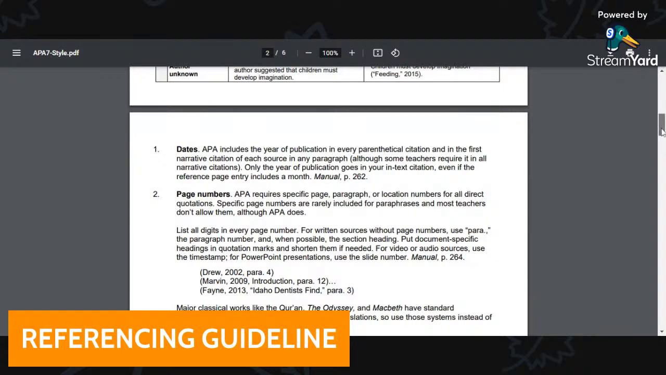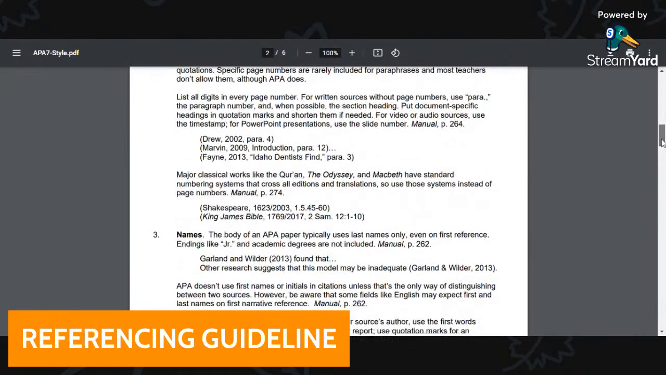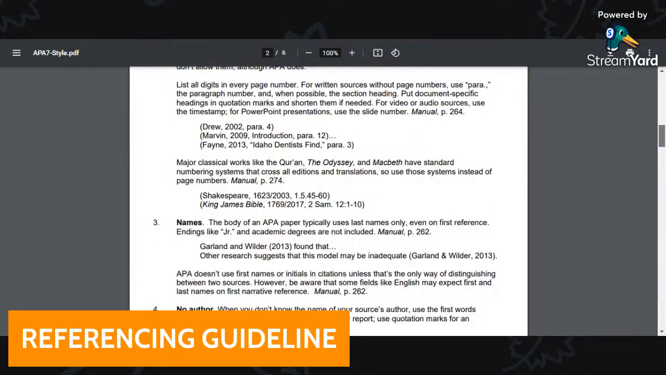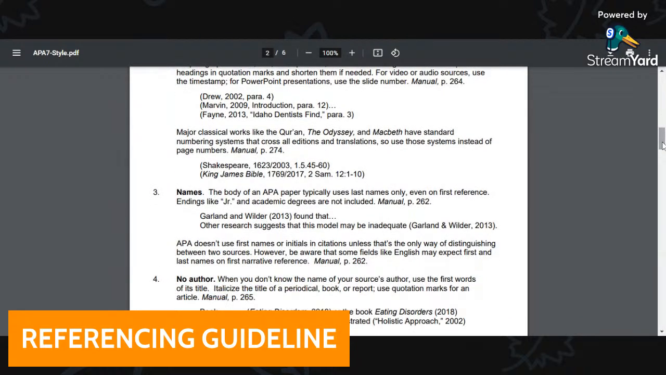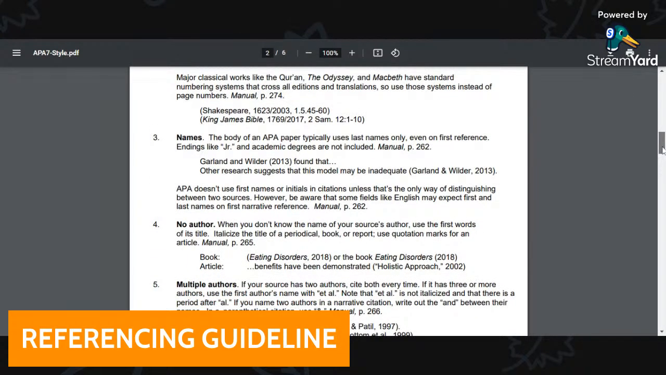You can read it from here. And the names, how we have to use the name. The body of an APA paper typically uses last names only, even on the first reference, like junior means J dot, inverted commas close. And when there is no author, how we have to use the book. When you don't know the name of your source author, use the first word of its title.